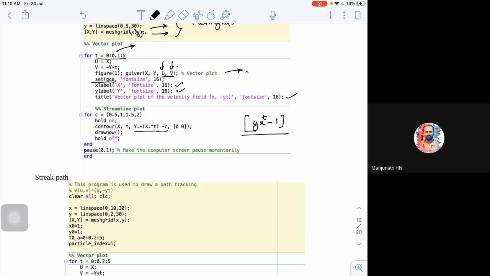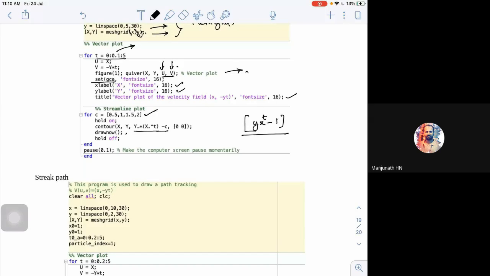Now, I can define the value of c. Here I'm trying to define 4 streamlines: 0.5, 1, 1.5, 2. Or you can put a for loop, within which c varies from 0.5 in steps of 0.25 till 4. I may get 8 streamlines. So it all depends on how many streamlines you want.